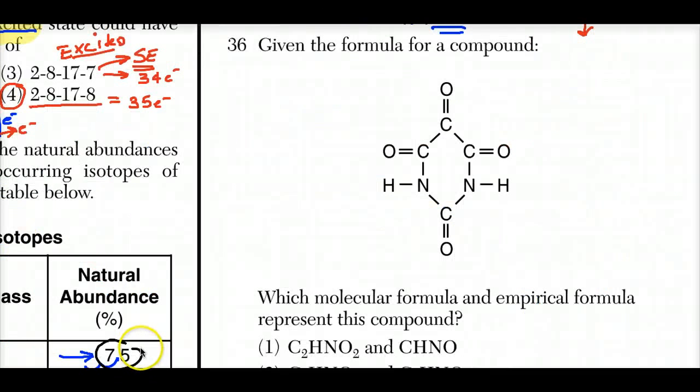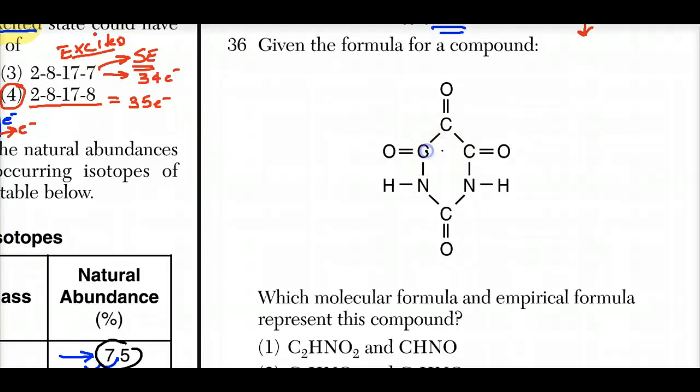Number 36. Which molecular formula and empirical formula represents this compound? Well, the empirical formula is the lowest ratio, and the molecular formula is the formula as it exactly exists in nature. So let's count to find the exact formula.